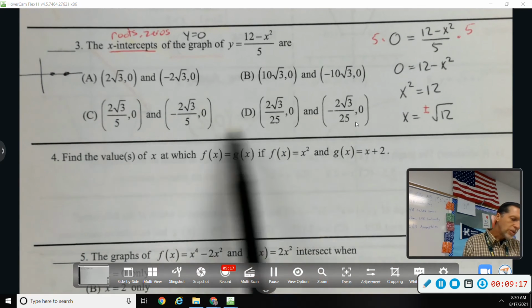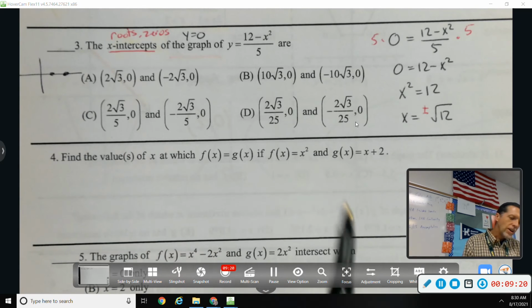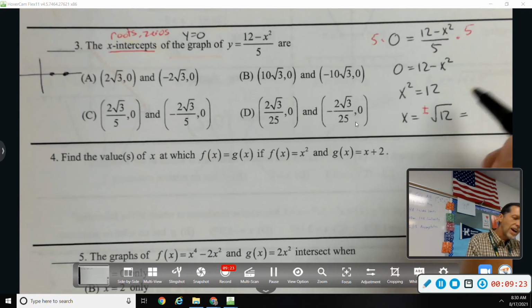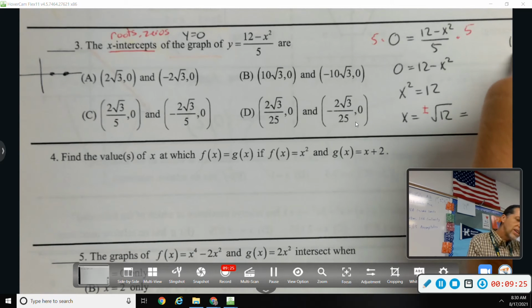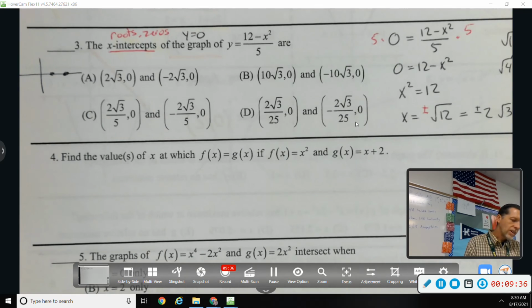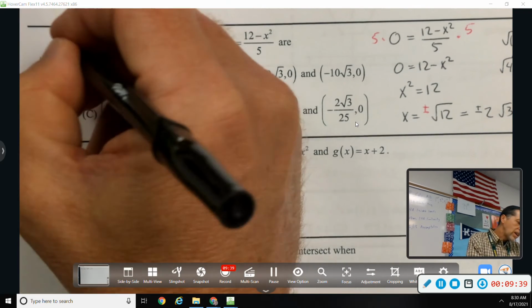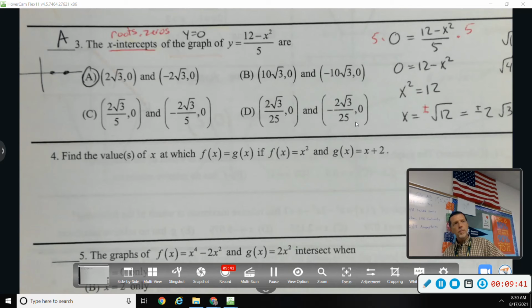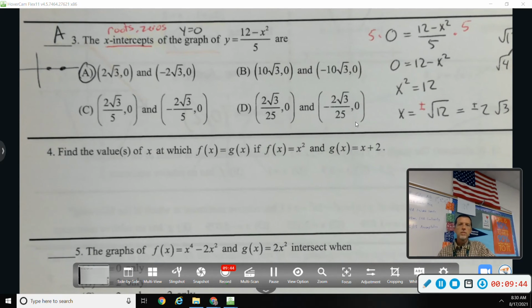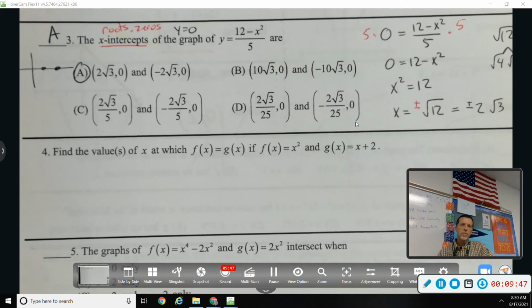I don't see square root of 12 as an answer. Why not? Yeah, it's not simplified. So I could break that into 4 and 3 and get 2 square roots of 3 with the plus or minus on there. And so that looks like answer choice A. Good question. Covered a lot in that one question. Anything else?